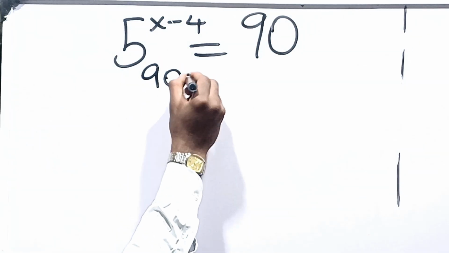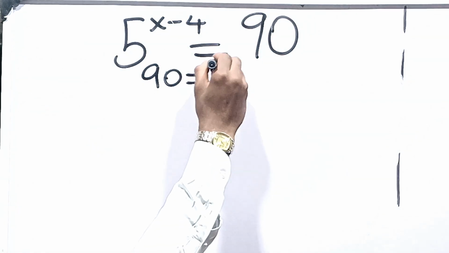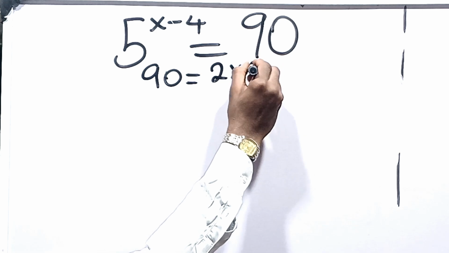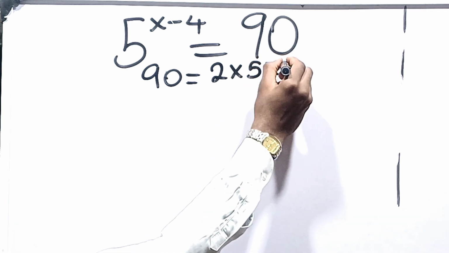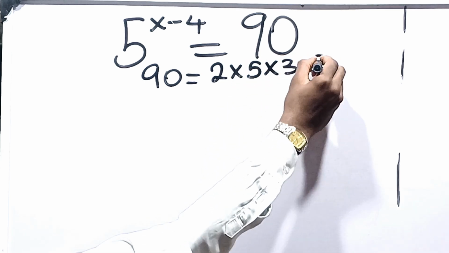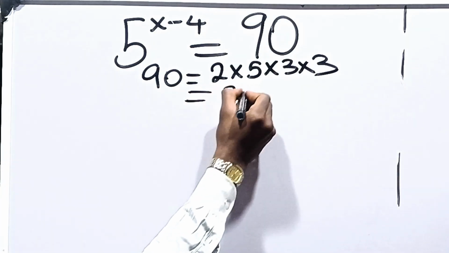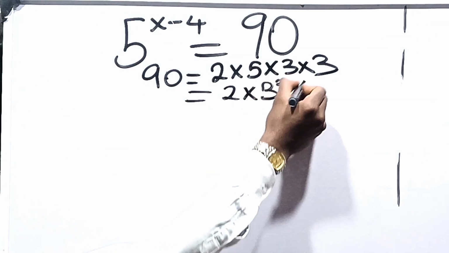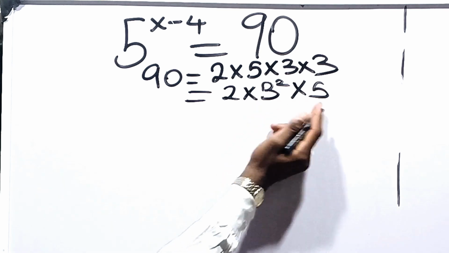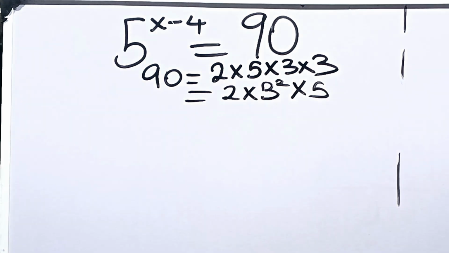90 is equal to 2 times 5 times 3 times 3. Now this becomes equal to 2 times 3 squared times 5. 3 squared is 9, 9 times 5 is 45, 45 times 2 is 90.